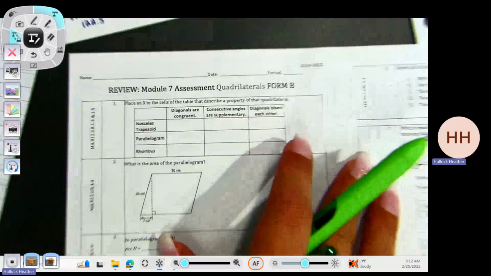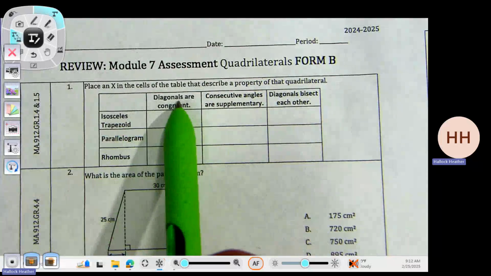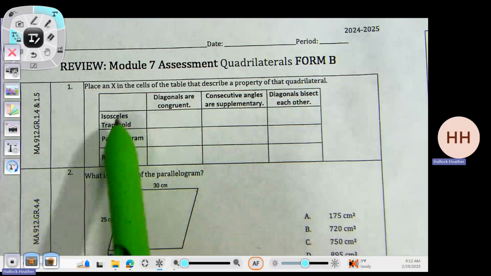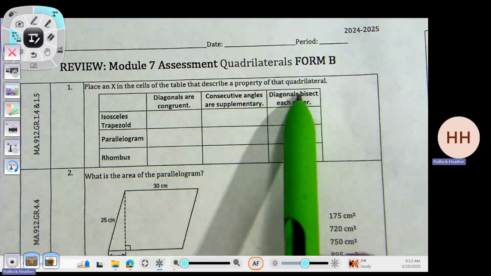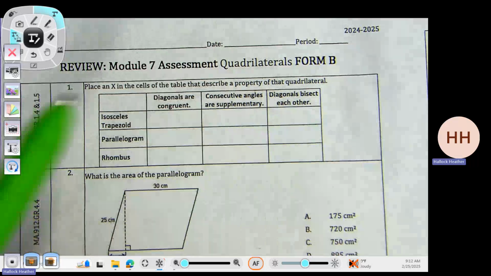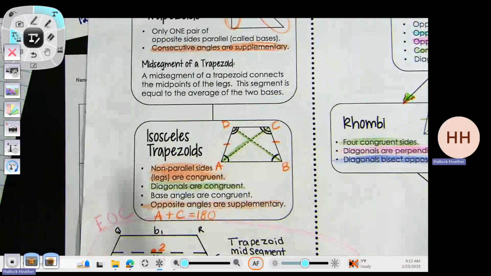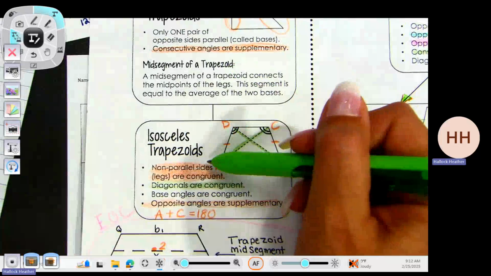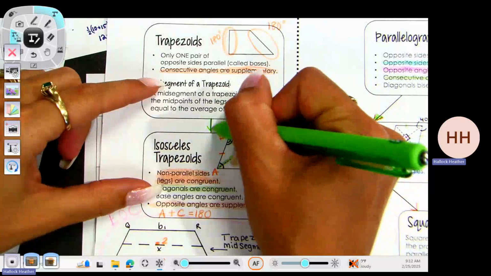So for number one, you're talking about different shapes. The first thing is that we're talking about an isosceles trapezoid. We need to determine, are the diagonals congruent for an isosceles trapezoid? Do consecutive angles, are they supplementary? Do the diagonals bisect each other? So looking at an isosceles trapezoid specifically, everything a trapezoid has also goes to an isosceles trapezoid. So you're looking at these two boxes because they are connected.